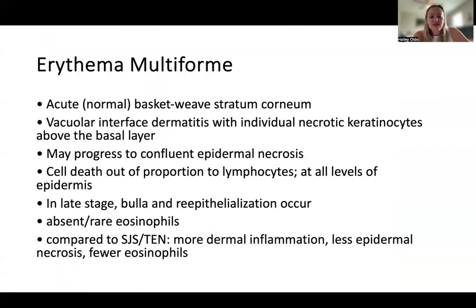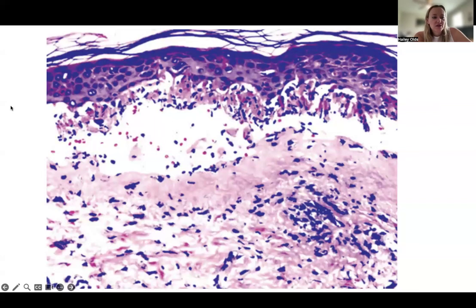And compared to SJS, there's more dermal inflammation and less epidermal necrosis. So see how there's a good amount of inflammation here in the dermis, and there's still some keratinocytes that have not undergone necrosis yet. So that's how you can tell the difference.